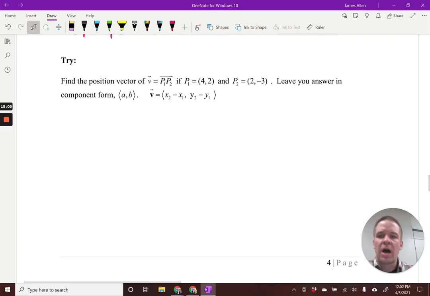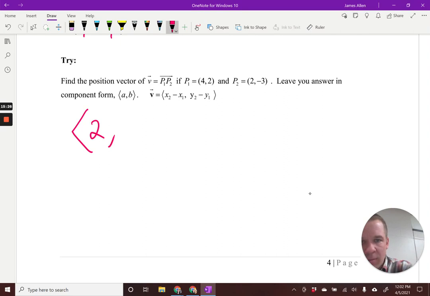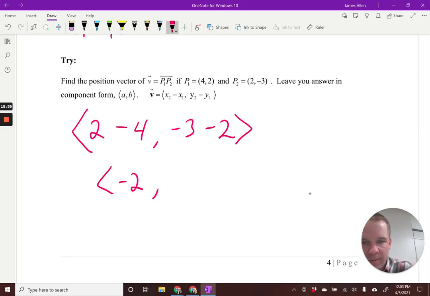So let's see here for this one. Find the position vector. So this time it doesn't give us a graph to really look at. Find the position vector V with the points 4, 2 being your initial and then 2, negative 3 being your terminal, and leave it in component form. So let's see here. We would have x2, so 2 minus x1, comma, and then negative 3 minus 2. Beautiful. And I'd end up with negative 2, comma, negative 5.